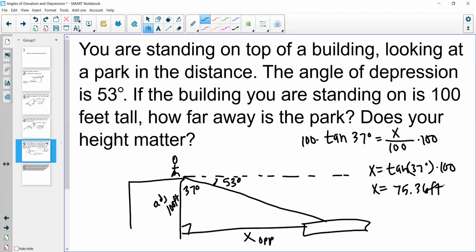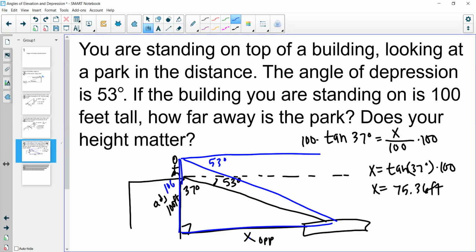So let's say, for example, our guy is 6 feet tall. I am nowhere near that tall, but let's assume that it is just for the sake of this problem. So if we're doing this a second time, his line of sight is actually coming from here, and we're looking down this way. So if this is 53 degrees, this new triangle that's created, this blue one, the height of the building is not 100 feet, but in fact, it's 106 feet.